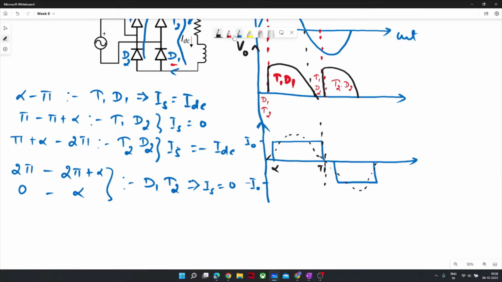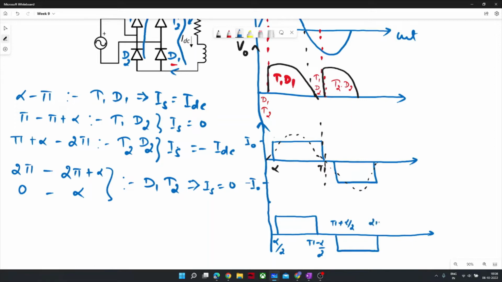So to do that: alpha by 2, pi minus alpha by 2, pi plus alpha by 2, 2 pi minus alpha by 2. So it is symmetric about this pi axis. We made it symmetric so that we can easily compute the Fourier series of this waveform.